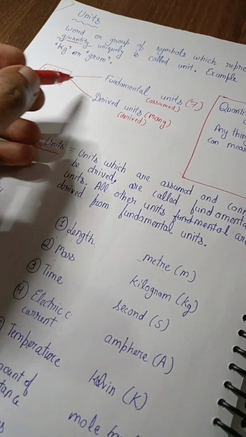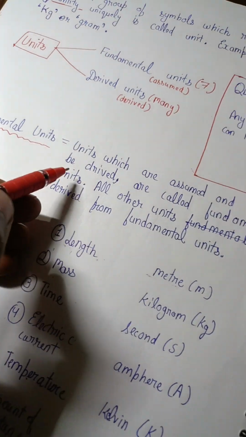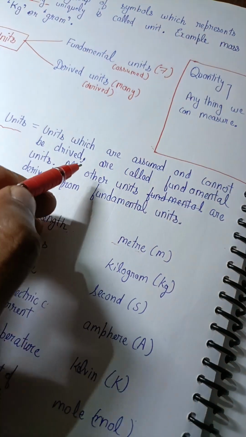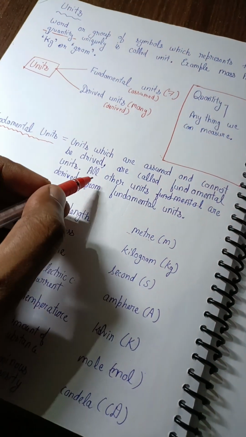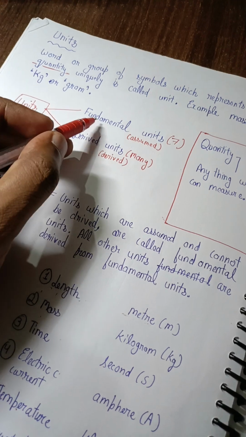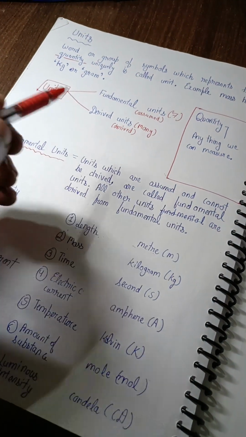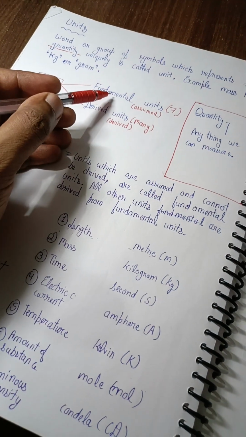Units have two types: fundamental units and derived units. Fundamental units, units which are assumed and cannot be derived, are called fundamental units. All other units are derived from fundamental units. We only have 7 fundamental units. Everything we have is derived from these fundamental units.